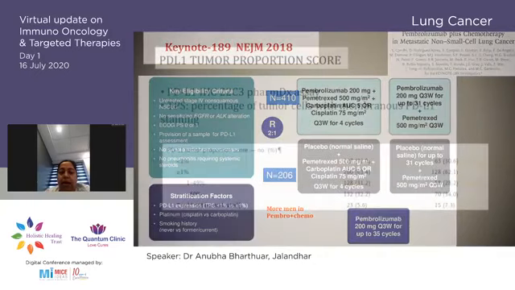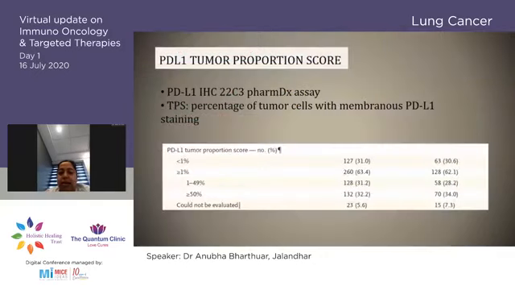The PD-L1 assay used was 22C3. We will see that with nivolumab, the different assays used. And they had 1/3 of the patients with PD-L1 less than 1%, about 1/3 between 1 to 49, and 1/3 of the patients had a PD-L1 more than 50%. Next slide, please.